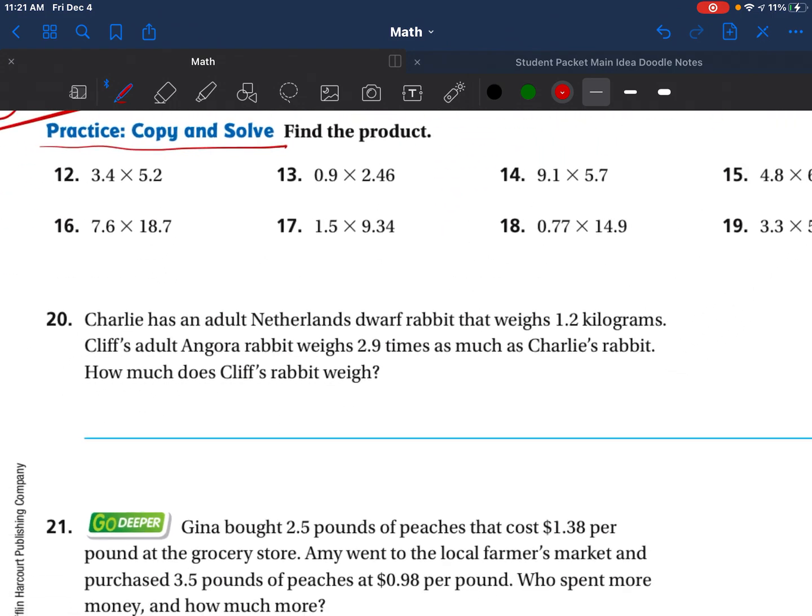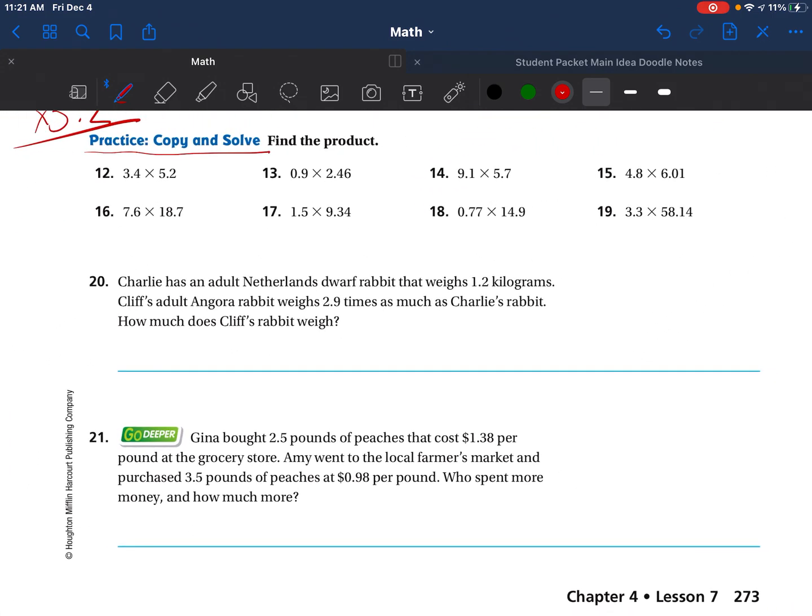Let's look at number 20. It says Charlie has an adult Netherlands dwarf rabbit that weighs 1.2 kilograms. Cliff's adult Angora rabbit weighs 2.9 times as much as Charlie's rabbit. How much does Cliff's rabbit weigh? So all we have to do is multiply those two numbers. It doesn't matter which number you put on top.